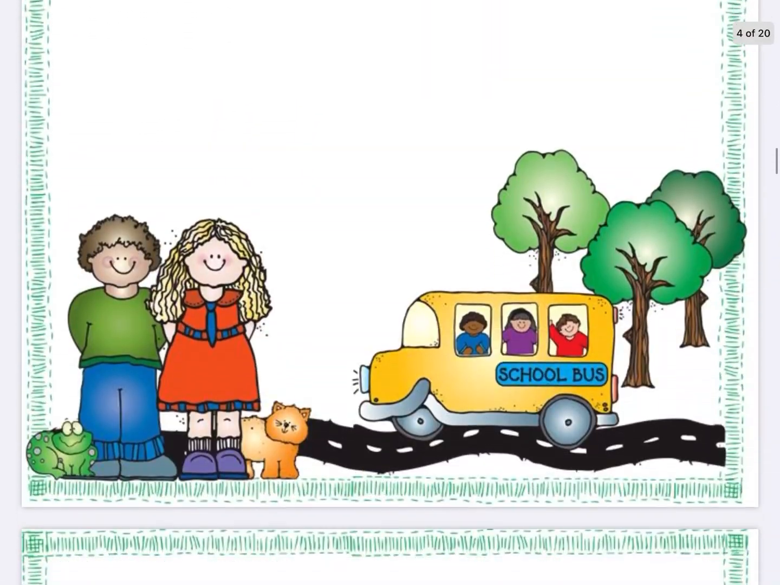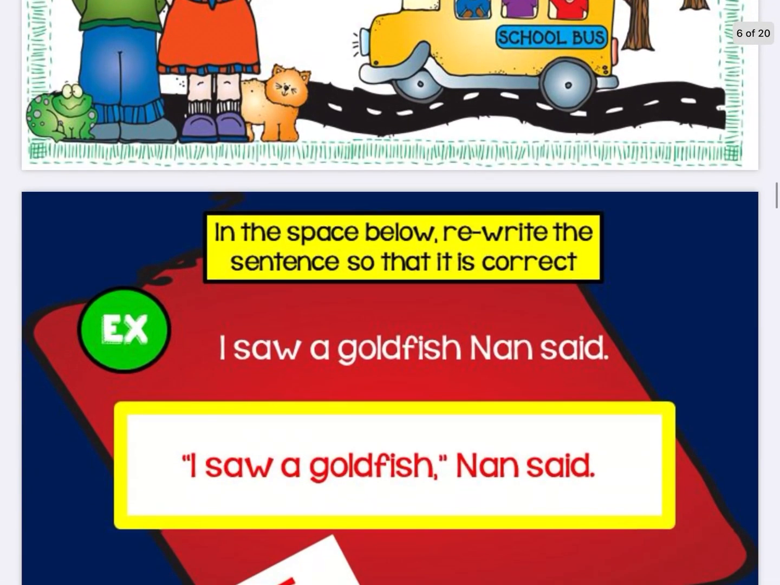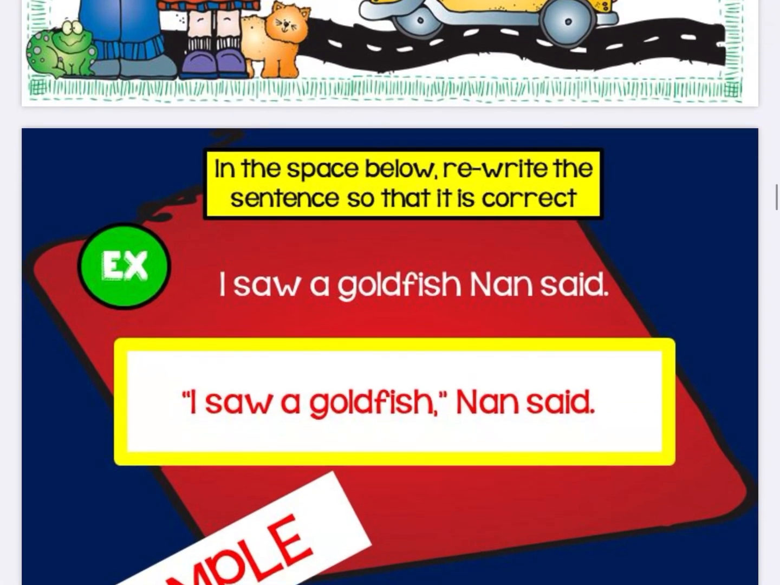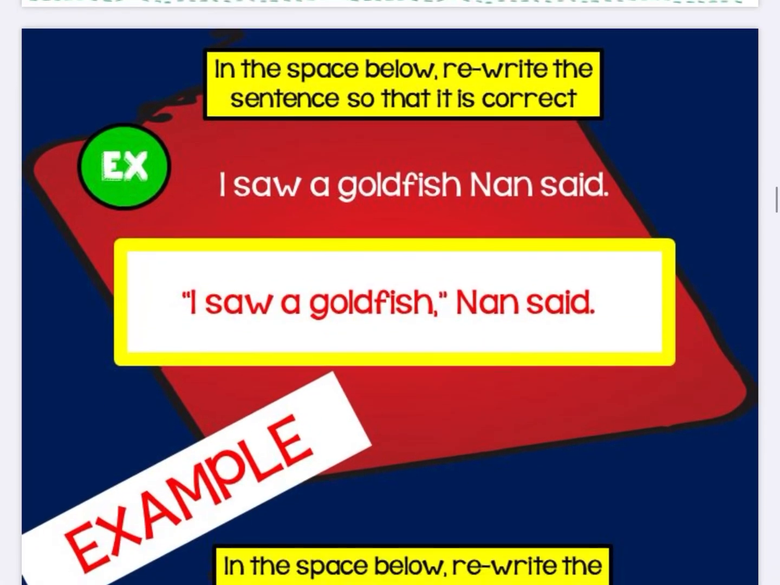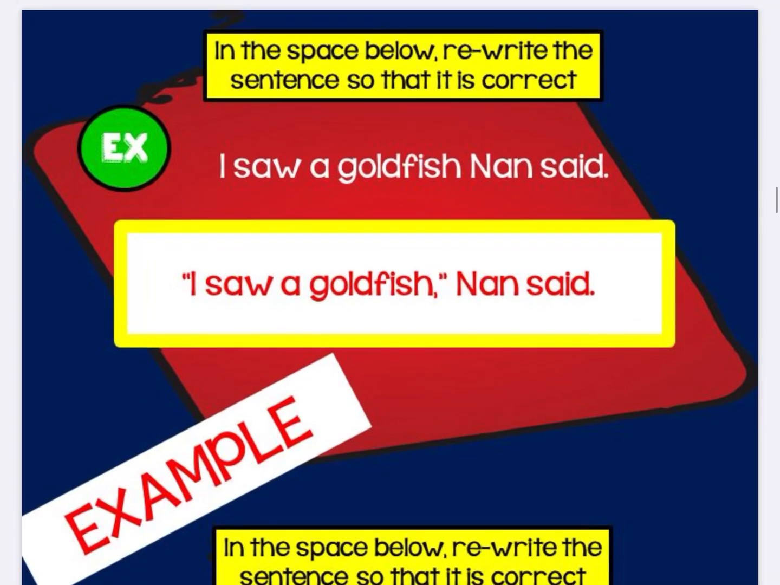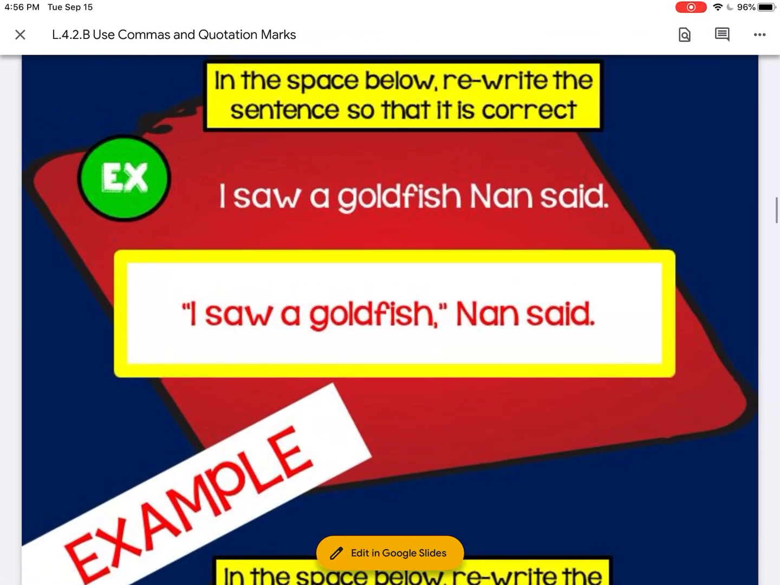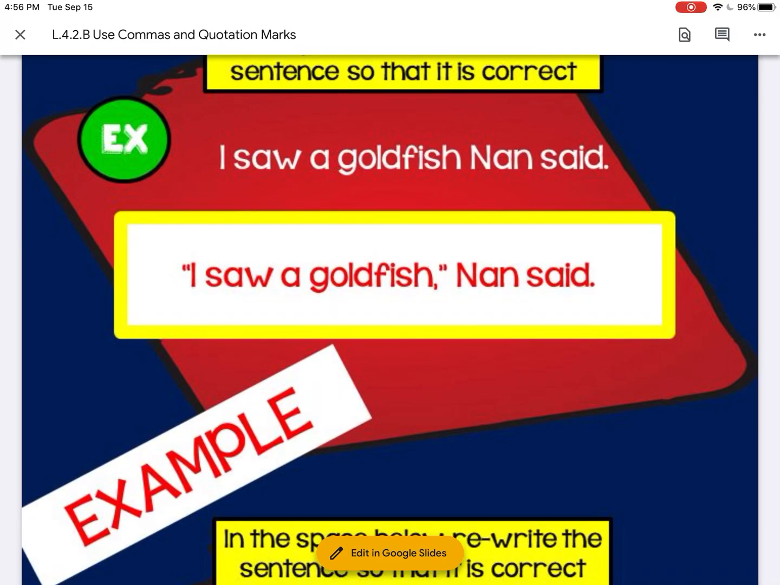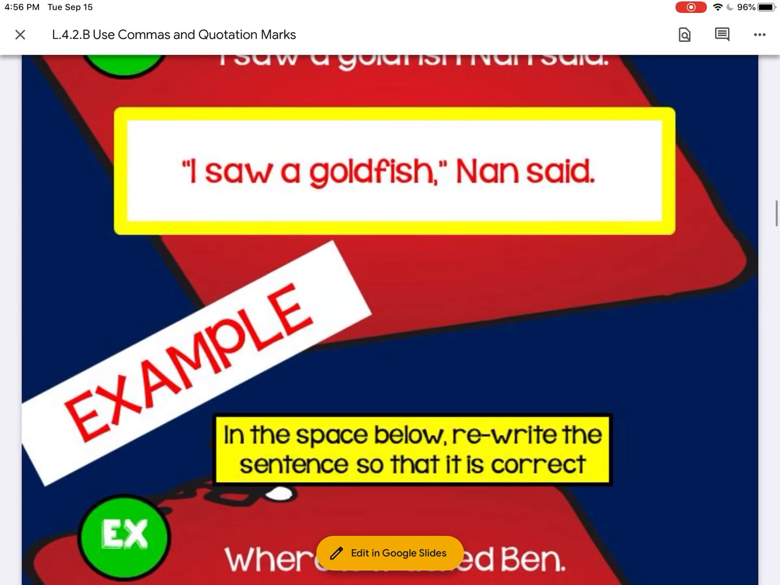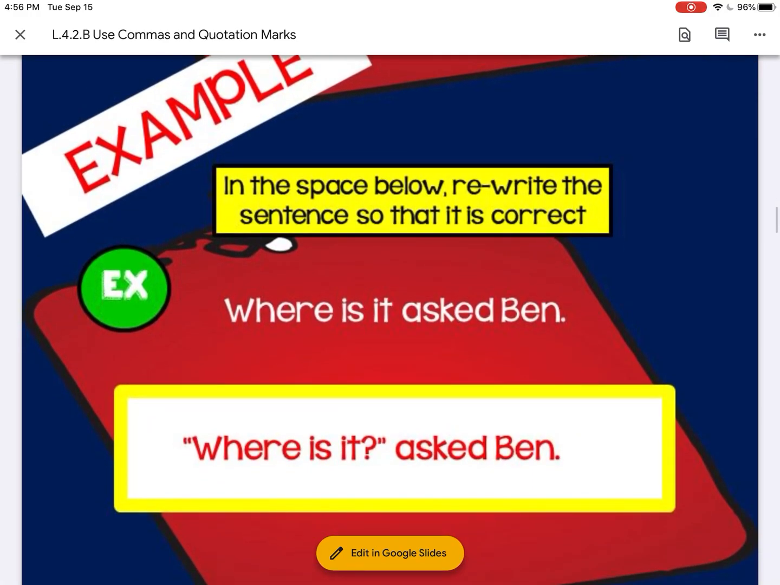So open these. Make sure before you start your slides, you also open these pictures because these can help you, all right? Here's an example, and these are the exact slides you're going to be working on, and they give you two examples in your slides. It'll say, in the space below, rewrite the sentences so that it is correct. So it'll say, for example, I saw a goldfish, Nan said. And you have to write that sentence correctly using quotation marks and commas, all right? And I believe there are two for each task card.